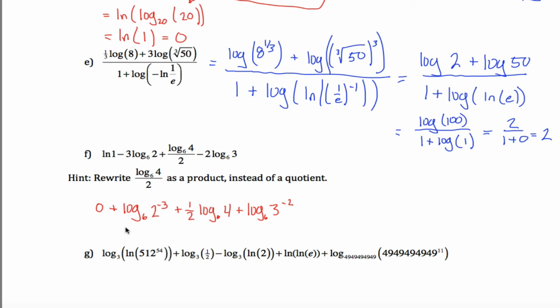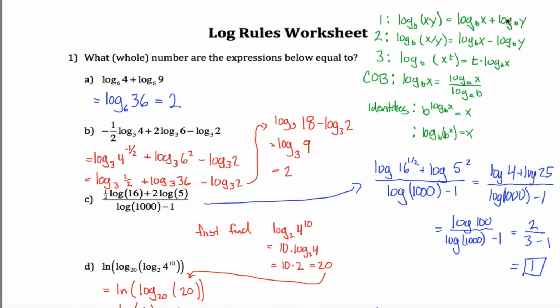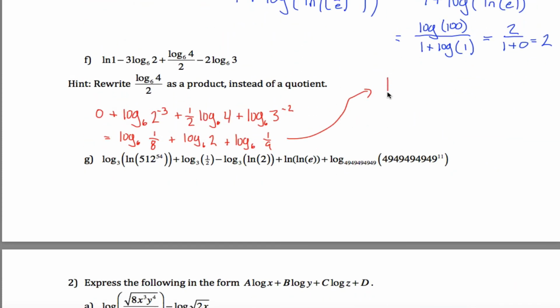Let's see, the log base 6 of 2 to the negative third power is, well, 2 to the negative third power is the same as 1 over 2 to the third power, which is 1 over 8. I can take this 1/2 and bring it up into the exponent, so I got log base 6 of 4 to the 1/2 power. Well, 4 to the 1/2 power is just 2. And then I got the log base 6 of 3 to the negative second power. So that is the log base 6 of 1 over 3 squared, which is 1/9. Now if I jam everything together, really I'm using this rule twice. I got that this is the log base 6 of 1/8 times 2 times 1/9, aka 2 over 72.